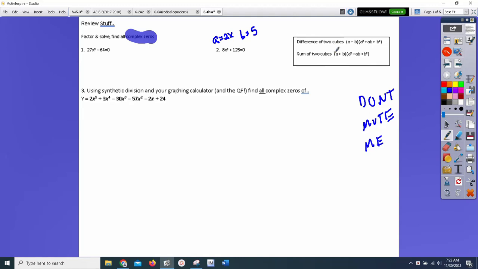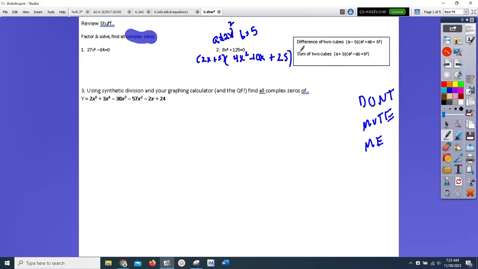So I figured out that A is 2x, B is 5. This is 2x plus 5. If I square a 2x, that's 2x times 2x. Think about all of it at once. That's 4x squared. Minus because there's a minus. 2x times 5 is 10x. Plus because there's a plus. 5 times 5 is 25.